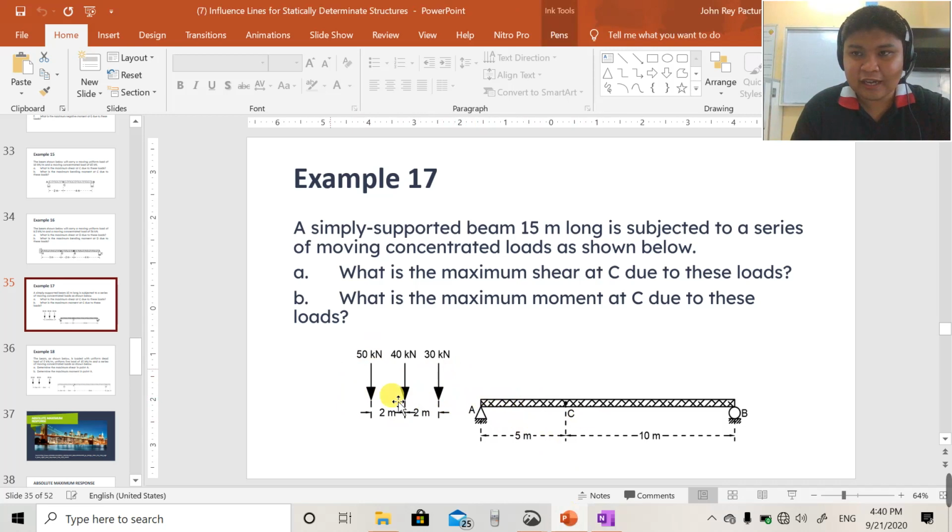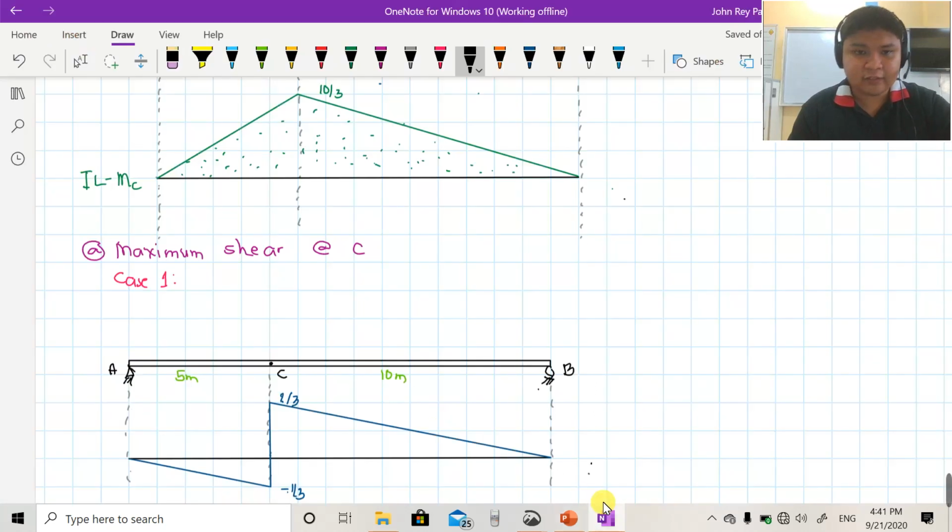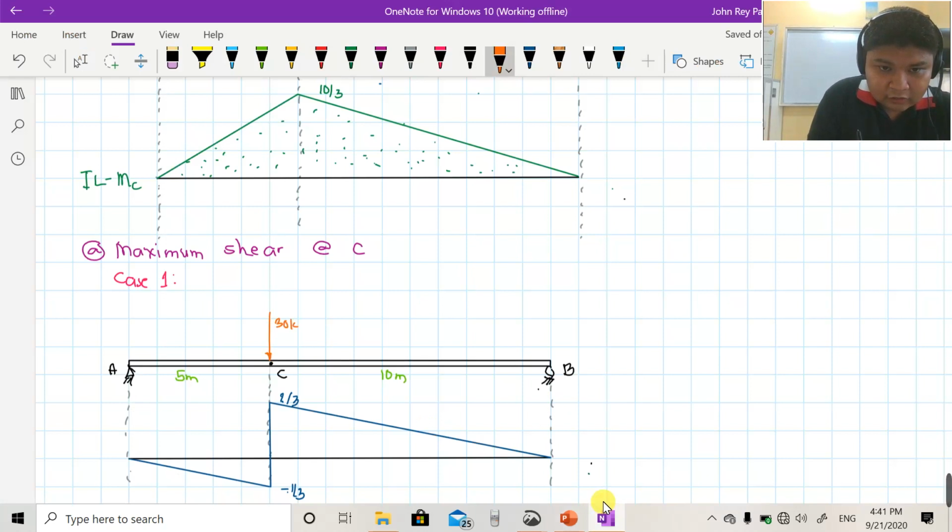Imagine niyo, nagagalaw ito kasi nga this is an analysis of moving load. So, tandaan niyo to na palagi ang influence line is always an analysis of moving load. So, yung 30, ilalagay ko muna sa C. So, ganito yung magiging itsura, class, ng case 1. Ilalagay ko siya, 30 kilonewton. Tapos, yung kasunod niya, class, ay 40 kilonewton, and lastly, another 50 kilonewton. And mahahati ito, tig-2 meters, 2 meters, and 1 meter.